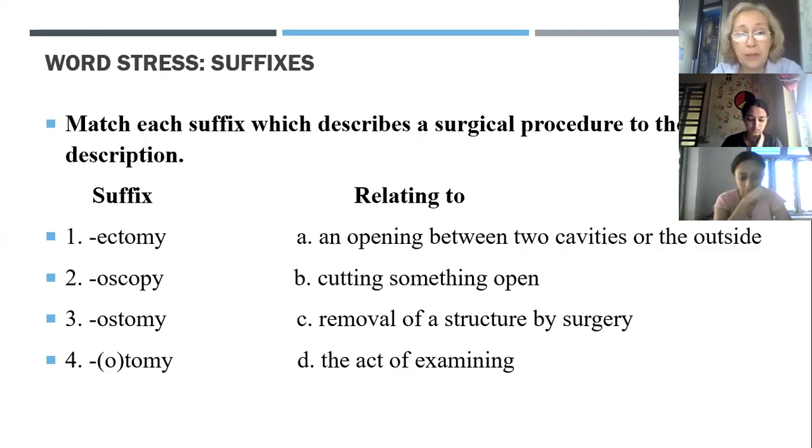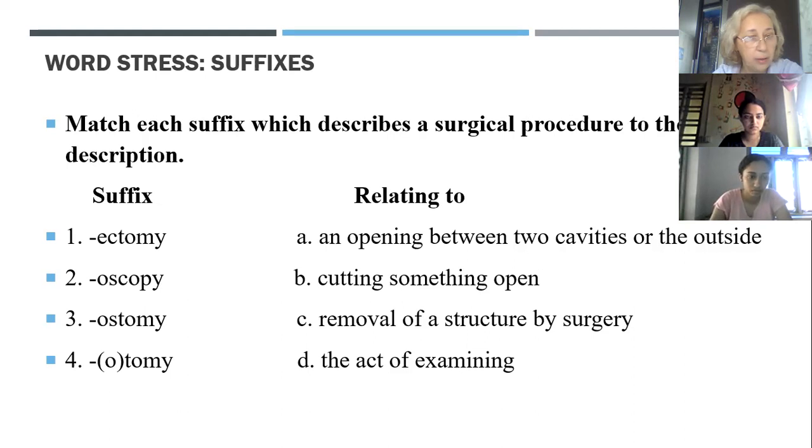So the first suffix is ectomy. What does it mean? Ramisha, are you here? Yes, ma'am. Try to find: ectomy means removal of a structure by surgery. Exactly. So this is a very serious surgical procedure, removal.